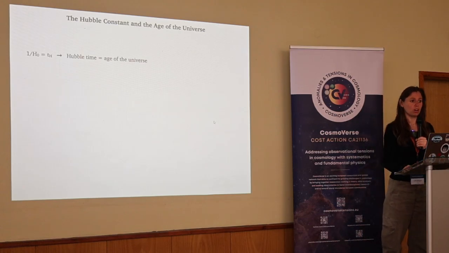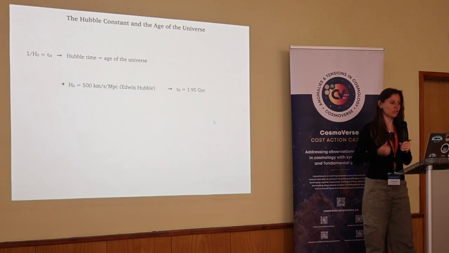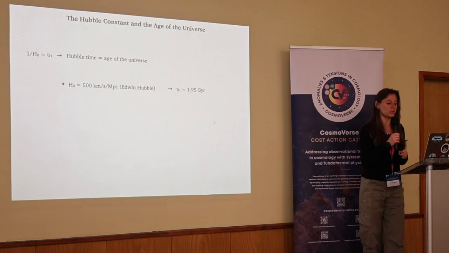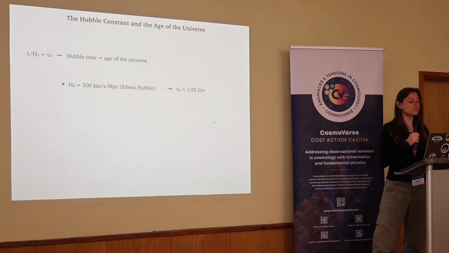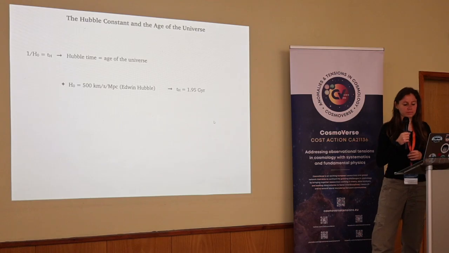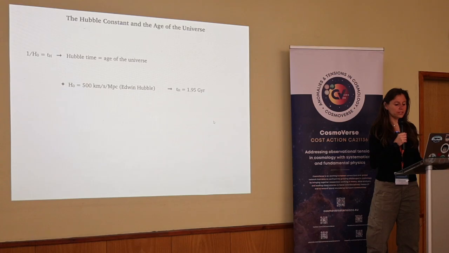It's also extremely important for cosmologists because it tells us the age of the universe. Basically, the inverse of the Hubble constant gives the age of the universe. If we take Edwin Hubble's first measurement of about 500 kilometers per second per megaparsec, sorry, I should have mentioned that, the unit of H0 is kilometers per second, which is a speed, per megaparsec, so an expansion rate. If you take that value of 500, it gives an age of the universe of about 2 gigayears.